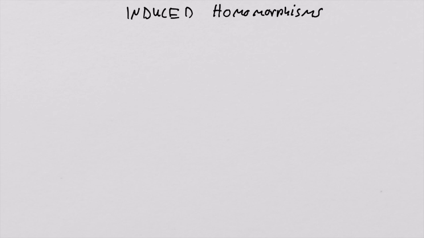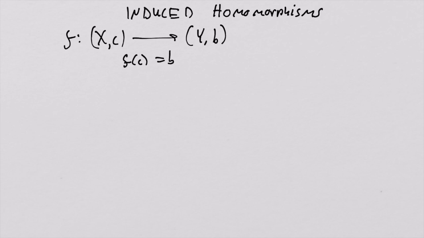So I have our topological space X with its point B, and I'm going to define a function that takes that to a different topological space Y with its point C, and this point B, right? So that means that whatever this function is, f of C equals B.